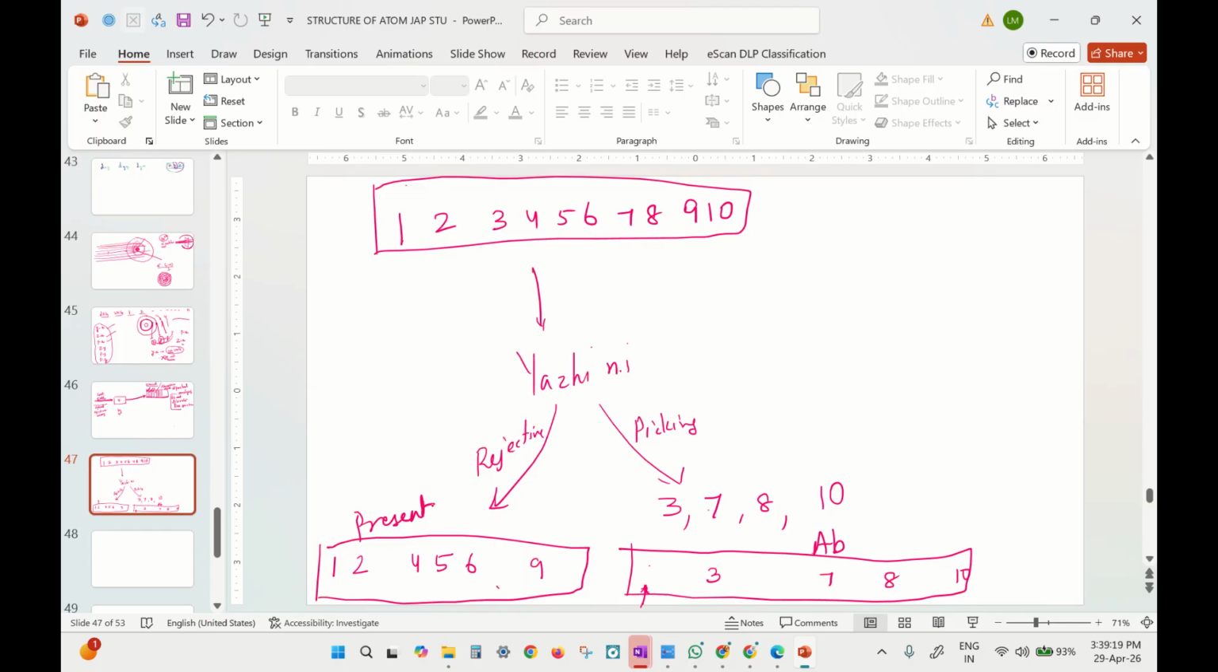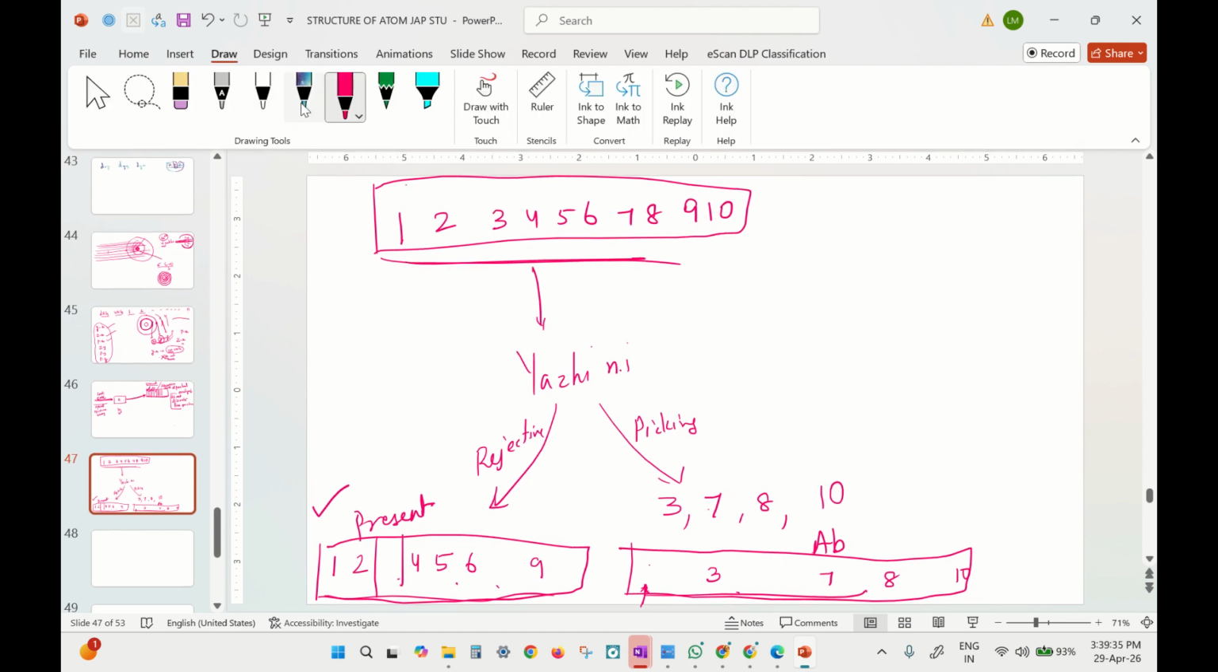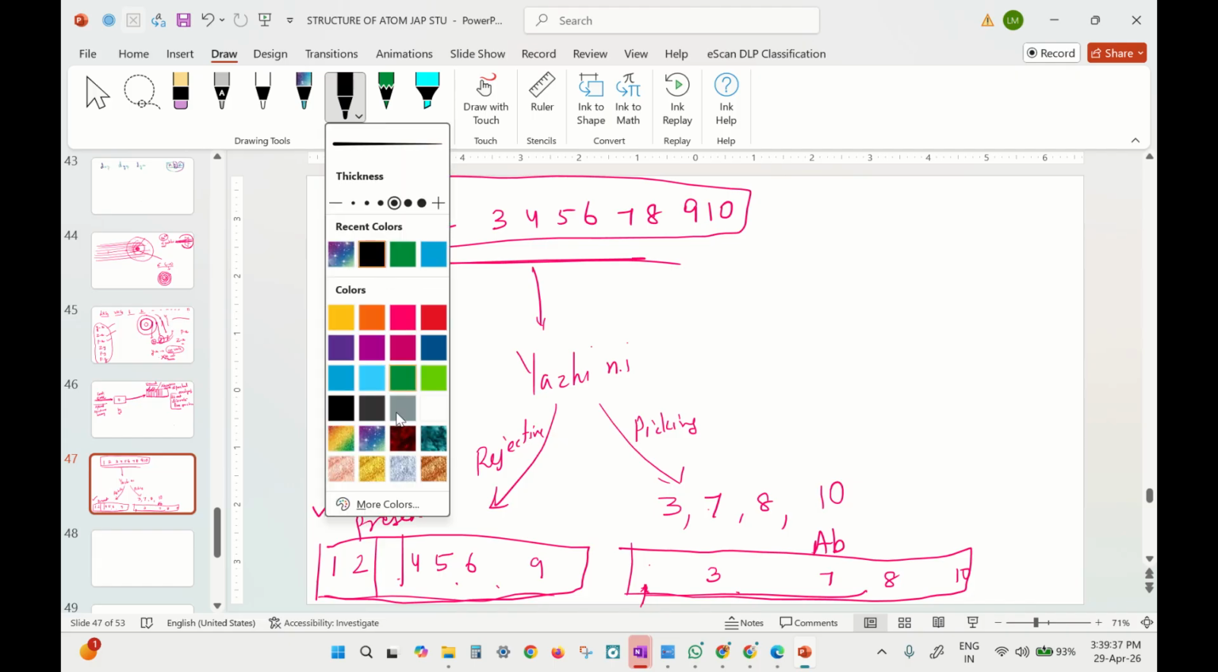Still, both of them are arrangements. This is continuous, but these two are discontinuous. Understood? Wherever something is absent, we put a dark color, a black color. Try to understand. I'm going to draw the black.